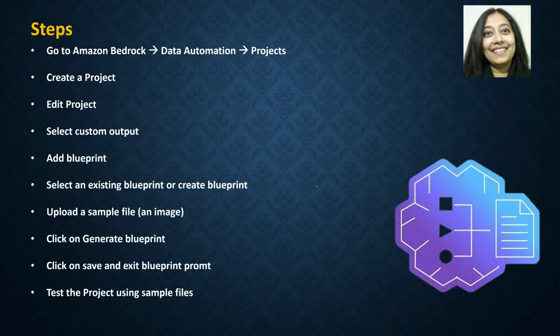Steps for our lab today. We will be going to Bedrock Data Automation projects. We'll be creating a BDA project, editing the project, selecting custom output, adding a blueprint. If an existing blueprint is there, then we will add that blueprint to the project, or we will create a new blueprint for an image, generate that blueprint, save and exit the blueprint prompt. Sorry, this should be prompt. And finally, test our project using sample files.